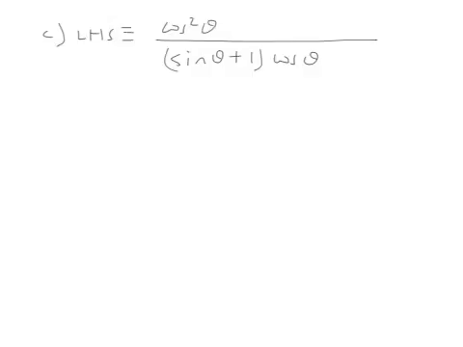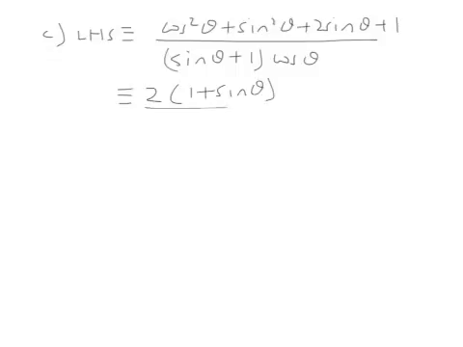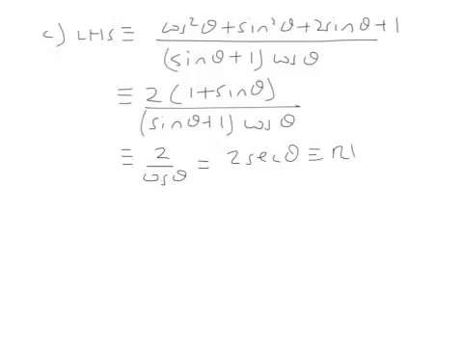Now in part C, let's write everything over a common denominator. That's going to be sine theta plus 1 times cos theta. So cos times cos, so that's cos squared theta. And then it's sine theta plus 1 times sine theta plus 1, so that's sine squared theta plus 2 sine theta plus 1. Now cos squared plus sine squared is 1, 1 and 1 is 2, and there's a factor of 2. So it's 2 lots of 1 plus sine theta over sine theta plus 1 times cos theta. 1 plus sine theta is the same as sine theta plus 1, so they cancel. So that's 2 over cos theta, which is 2 sec theta, which is the right hand side. Proof complete.